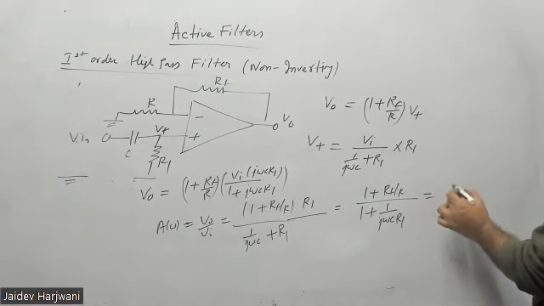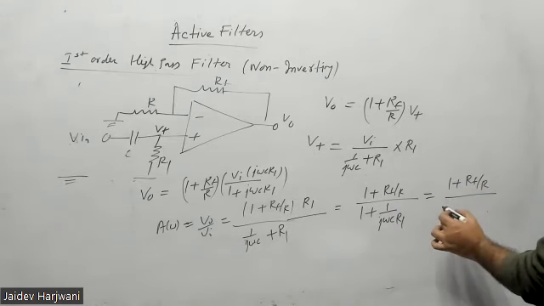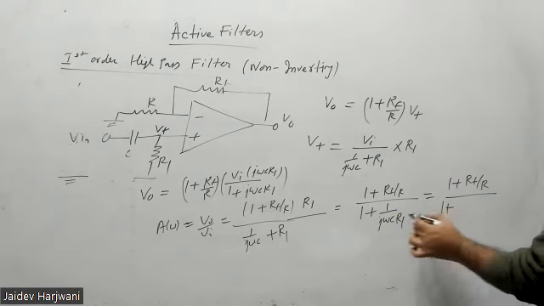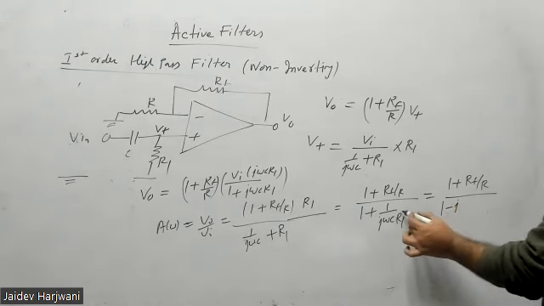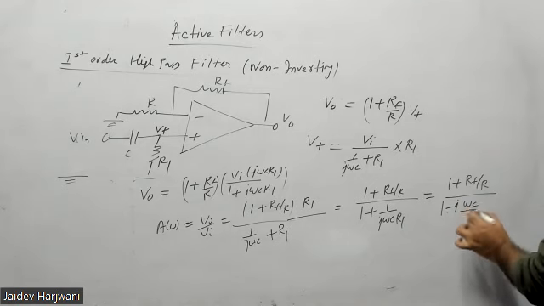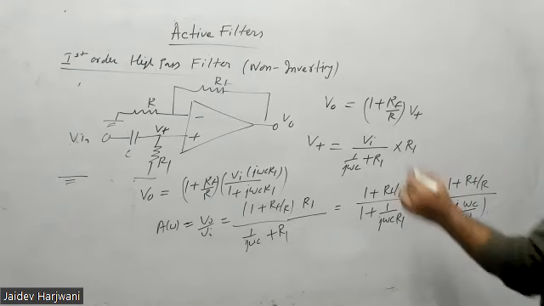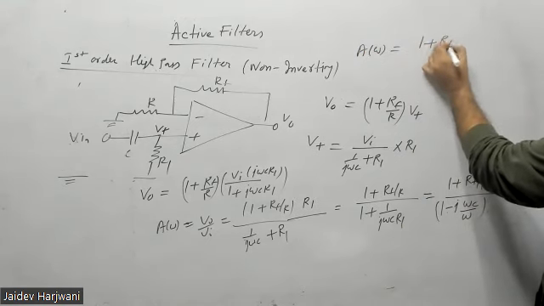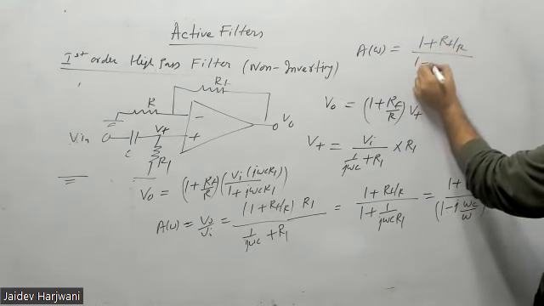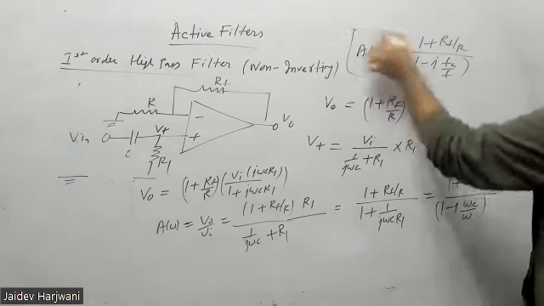And this you can write 1 plus Rf upon R, and this you can write 1 plus, multiply by J, so this becomes minus J, and 1 by C R1 you can write as cutoff frequency. Now cutoff frequency comes up and this comes down. This is opposite to what we were doing so far, and now your A as a function of frequency for high pass filter will come Rf upon R, 1 minus J Fc upon F. So this is the explanation for high pass filter.